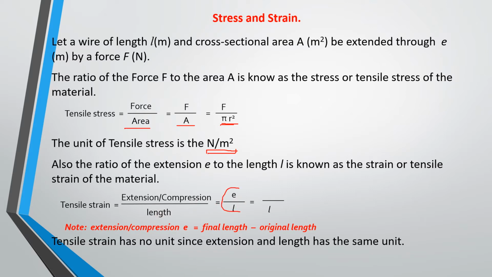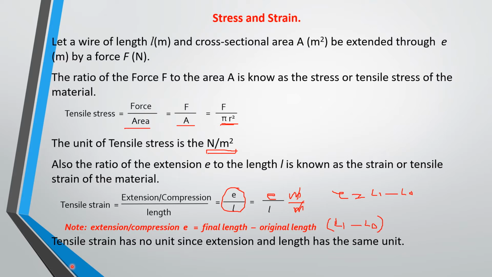That is your strain. If you look at strain, the unit of extension is meters, and the unit of length is also meters, which means that strain does not have a unit. Is that okay? And don't forget that extension e is equal to final length minus original length. Let me put it: if final length is L1 and original length is L0, then extension is L1 minus L0. So that is what extension is.